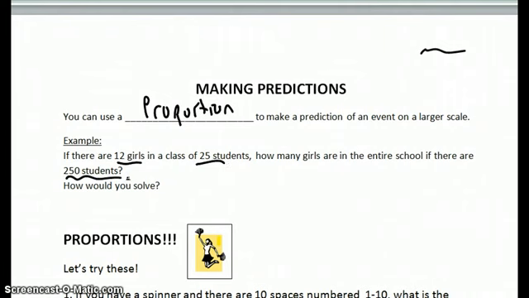So how would you solve? And the answer is you could set up a proportion. So I see the cheerleader cheering for proportions. She's very excited about using proportions.